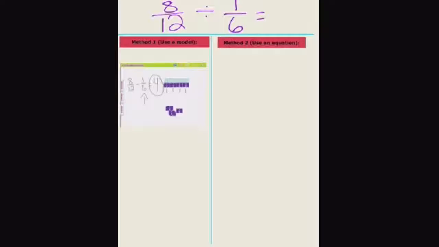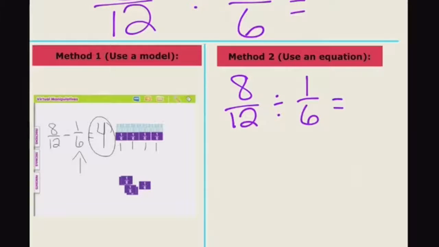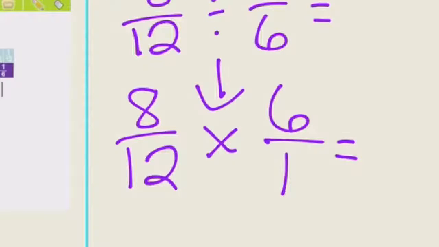Okay, now let's move on to our second method, which is using an equation. Again, I'm just going to start by writing the problem down, 8/12 divided by 1/6. I can see I don't have any whole numbers and I don't have any mixed numbers. So I'm going to rewrite this as a multiplication problem. 8/12 stays the same. Our division problem becomes multiplication. I'm going to find the reciprocal of 1/6, which is 6 over 1. Okay? Once again, I'm going to look for things that I can cancel.